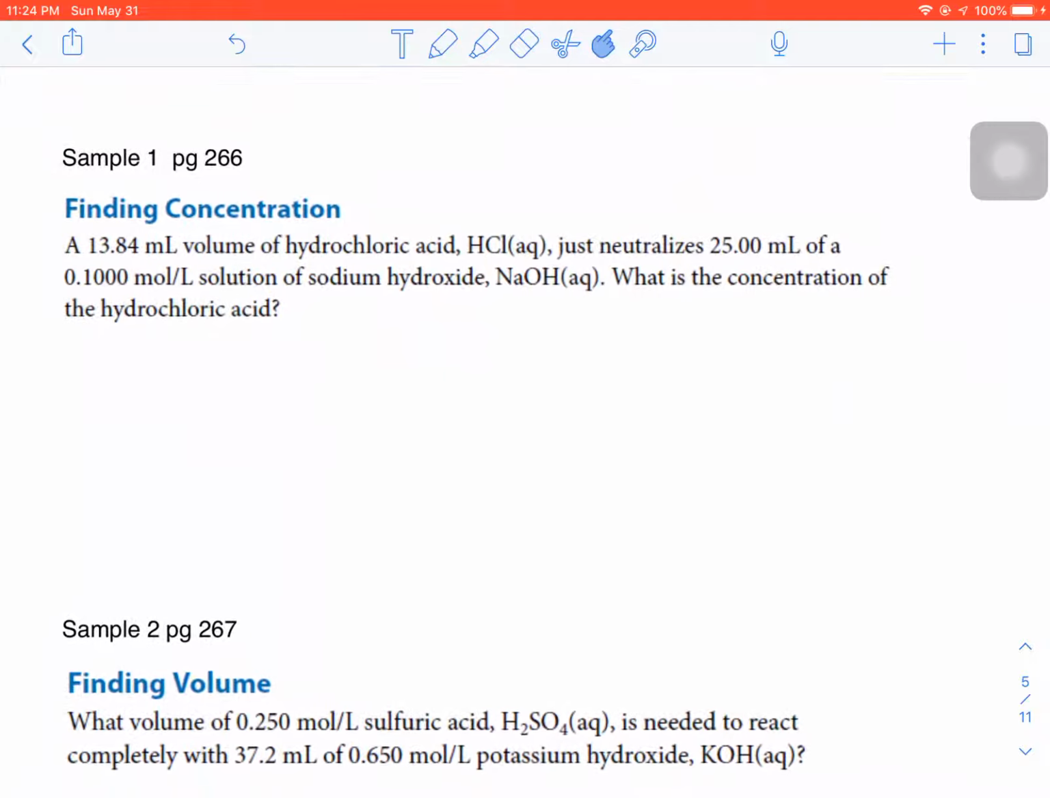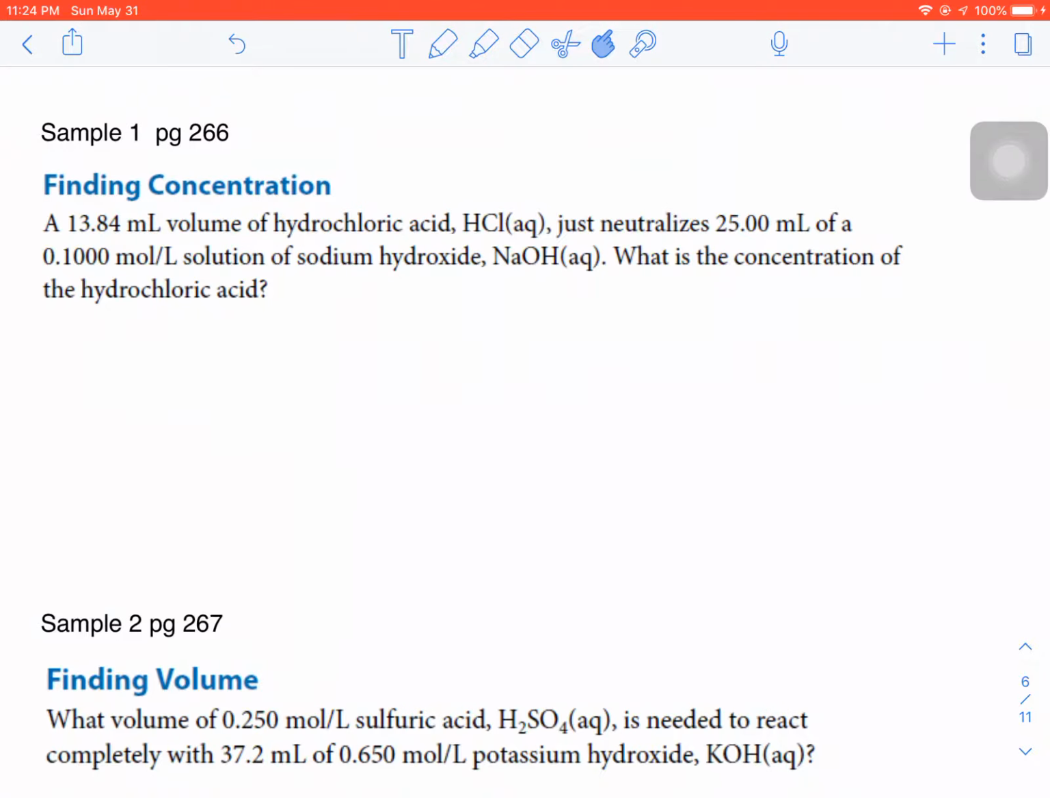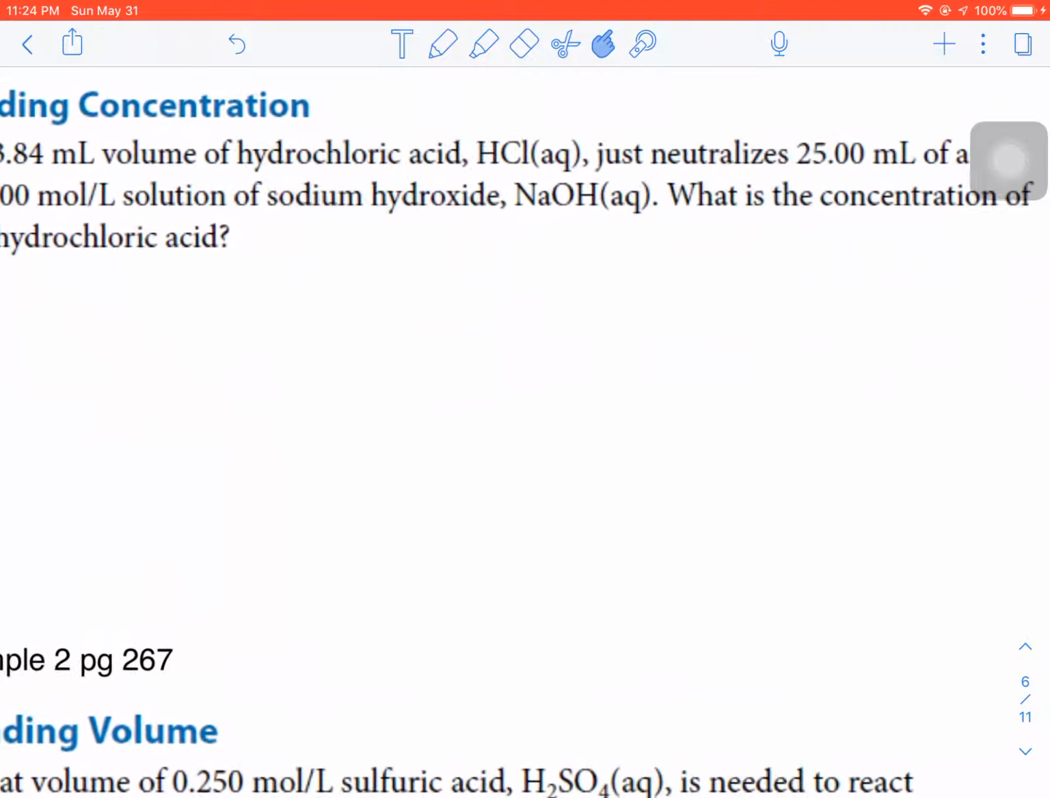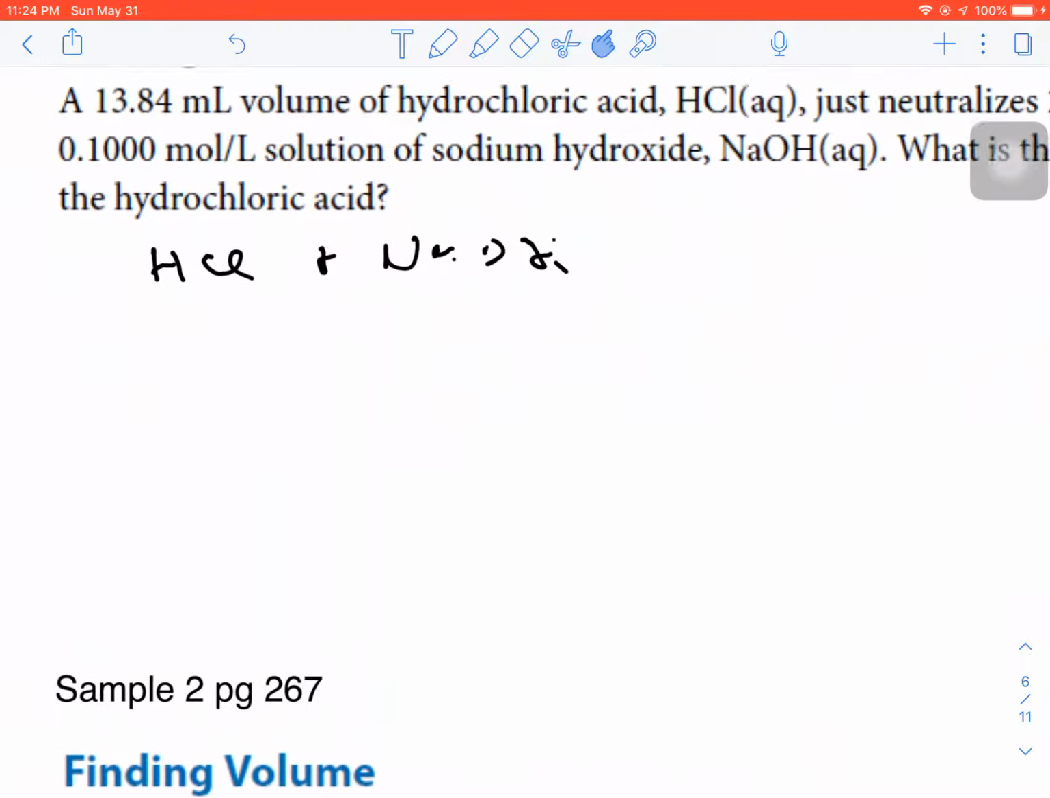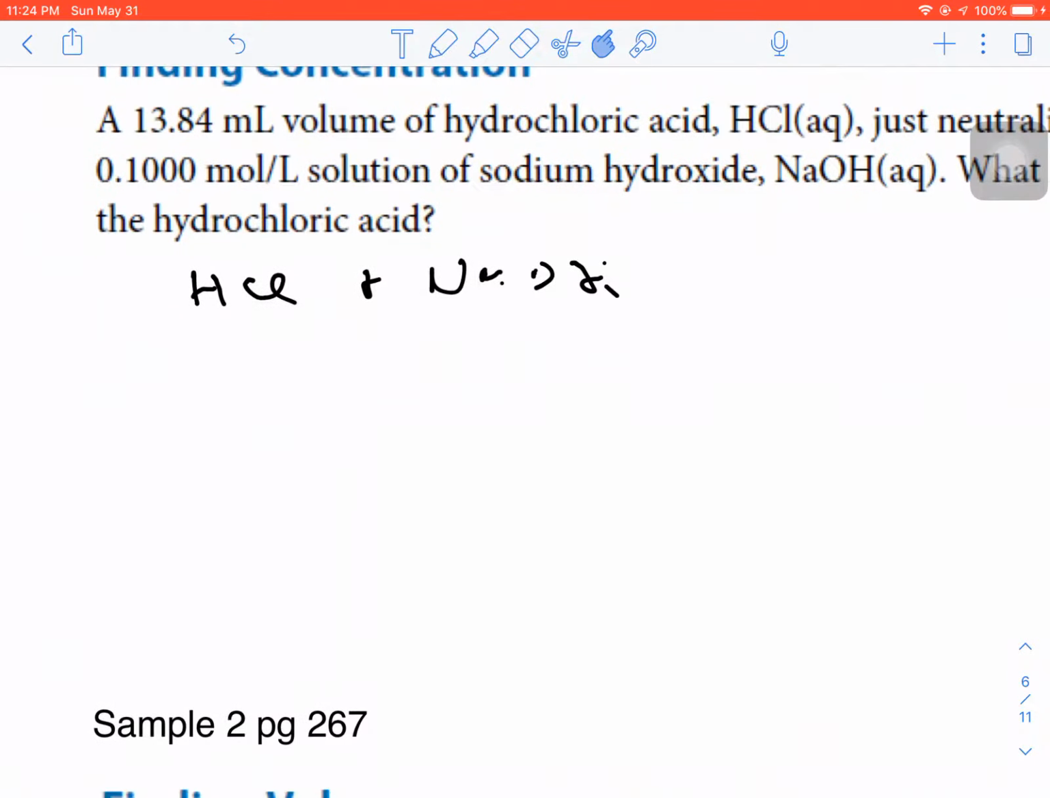Okay, so I want to look at the first sample problem here. And I'm going to basically write it out the way I would normally write out a chemical reaction, because it's a neutralization reaction. So what I'm going to have is hydrochloric acid reacting with sodium hydroxide. Right? And we're told that we have 13.84 milliliters.